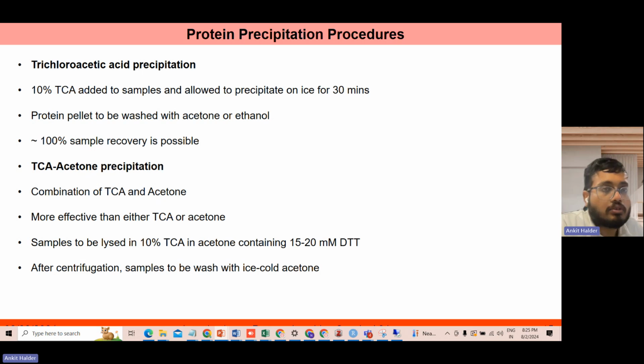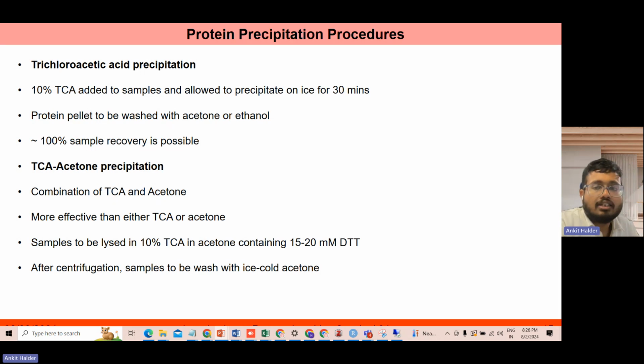Now what we are going to see is the trichloroacetic acid precipitation. After acetone, another organic solvent is TCA, or trichloroacetic acid. This is added to samples and allowed to precipitate on ice for 30 minutes, and then the protein pellet is washed with acetone or ethanol. Why again are the protein precipitate pellets washed with acetone or ethanol?